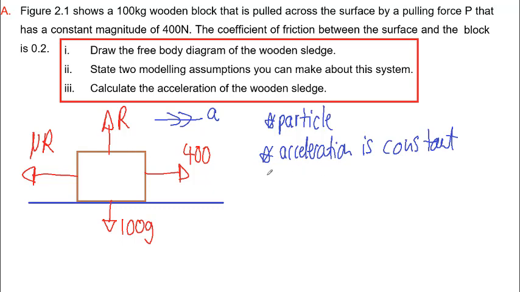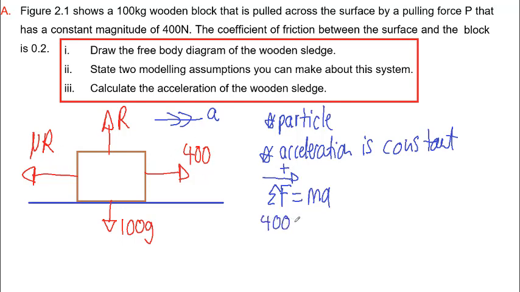Now, let's find the acceleration of the wooden sledge, which is the next part. Even if we don't look for acceleration, we can always model the system, and that will give us acceleration. The way we model systems is we use the sum of forces is equal to ma. This means all the forces added together in the x direction is equal to mass times acceleration, with the direction of motion being positive. It's moving to the right, so right forces are positive. So this one's positive and this one's negative.